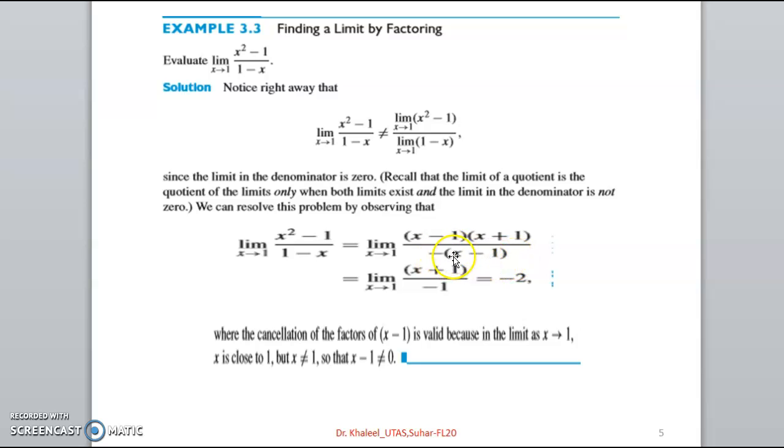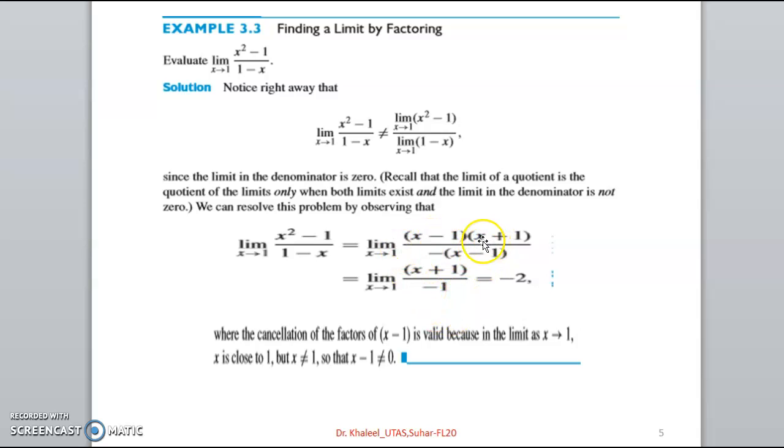See that minus of x minus 1 and 1 minus x are the same. I just take minus outside. And why do I do this? So that x minus 1 cancels here. See what I have done, what do you mean by factoring here? So, x square minus 1 I factor into two terms, and then once I factor, I will cancel the term. See, this x minus 1 cancels.